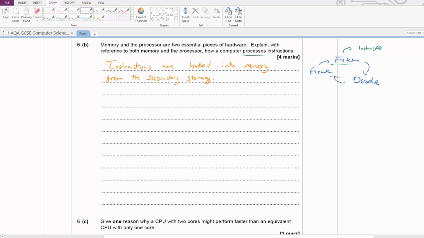From speaking to people and people asking me questions, there's a bit of confusion about this fetch stage. Some people think it's about fetching data, actually it's about fetching the instructions. So the instructions are fetched by the processor from the main memory along something called a bus. So how are we going to say this? Before it can be executed, the processor fetches the instruction from memory.